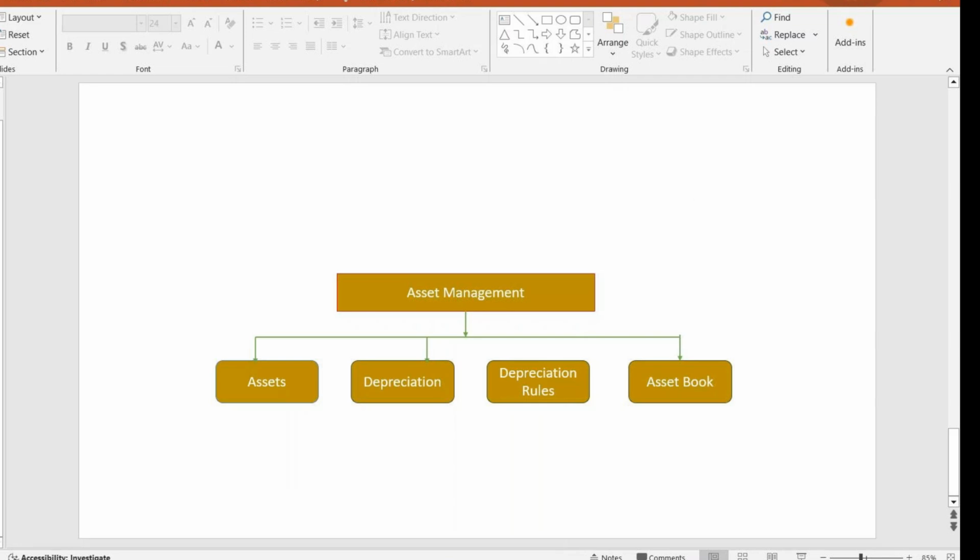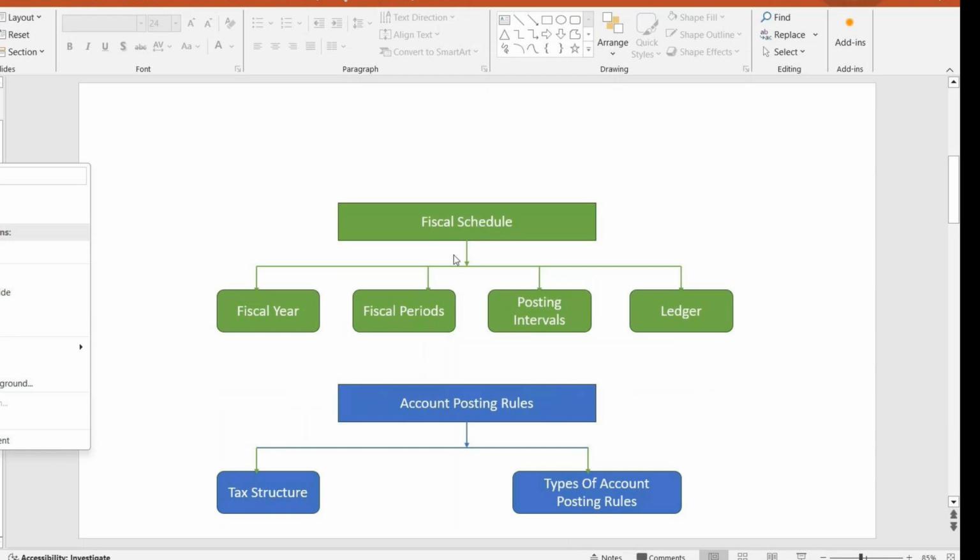See, if I'm talking about the fiscal schedule, I'll be showing how to create fiscal year, how to create fiscal periods, how to create the posting intervals, and ledger. These four topics, once I close them, you'll know how to create them. You can create fiscal year yourself, fiscal periods yourself, posting intervals, and you can create ledger. All these four will be perfected, and then only I'll go to the next one.